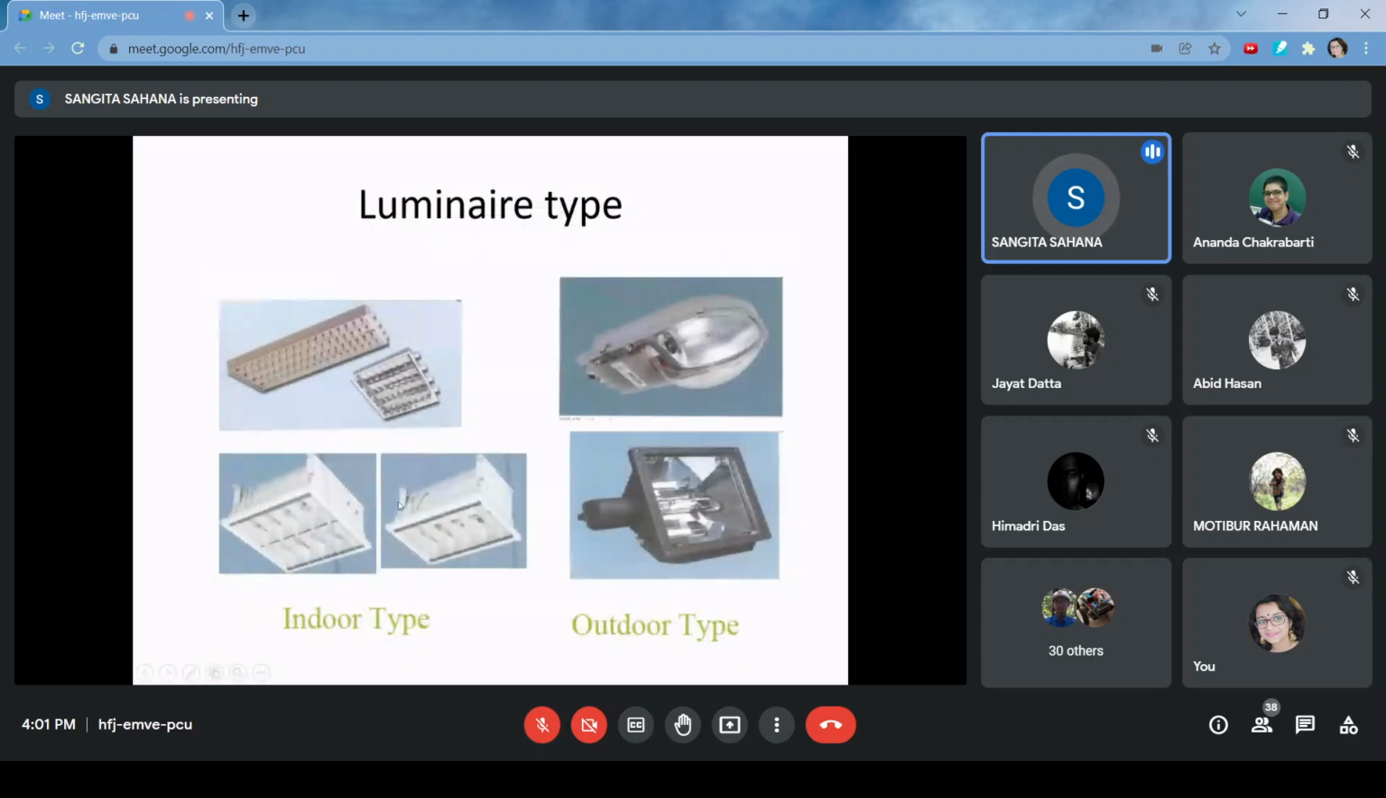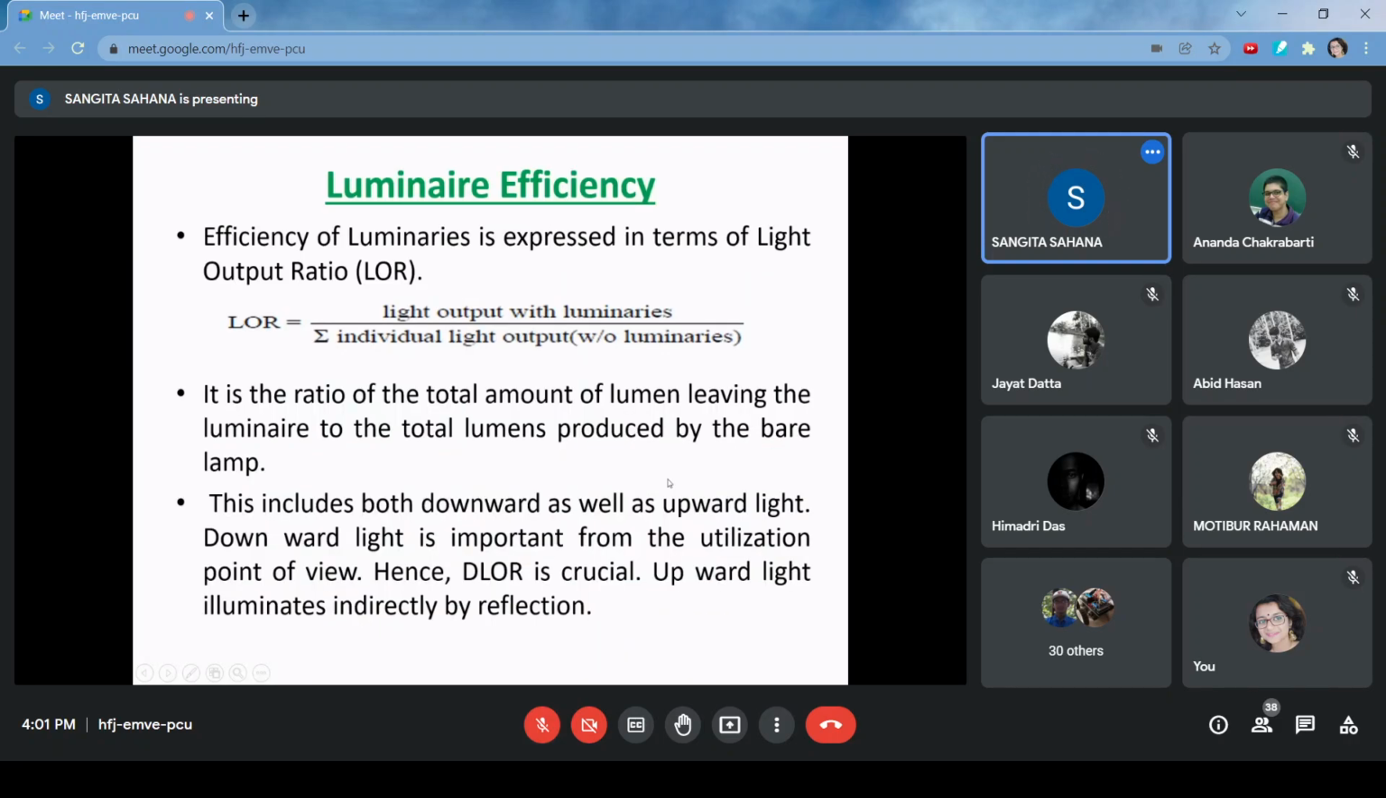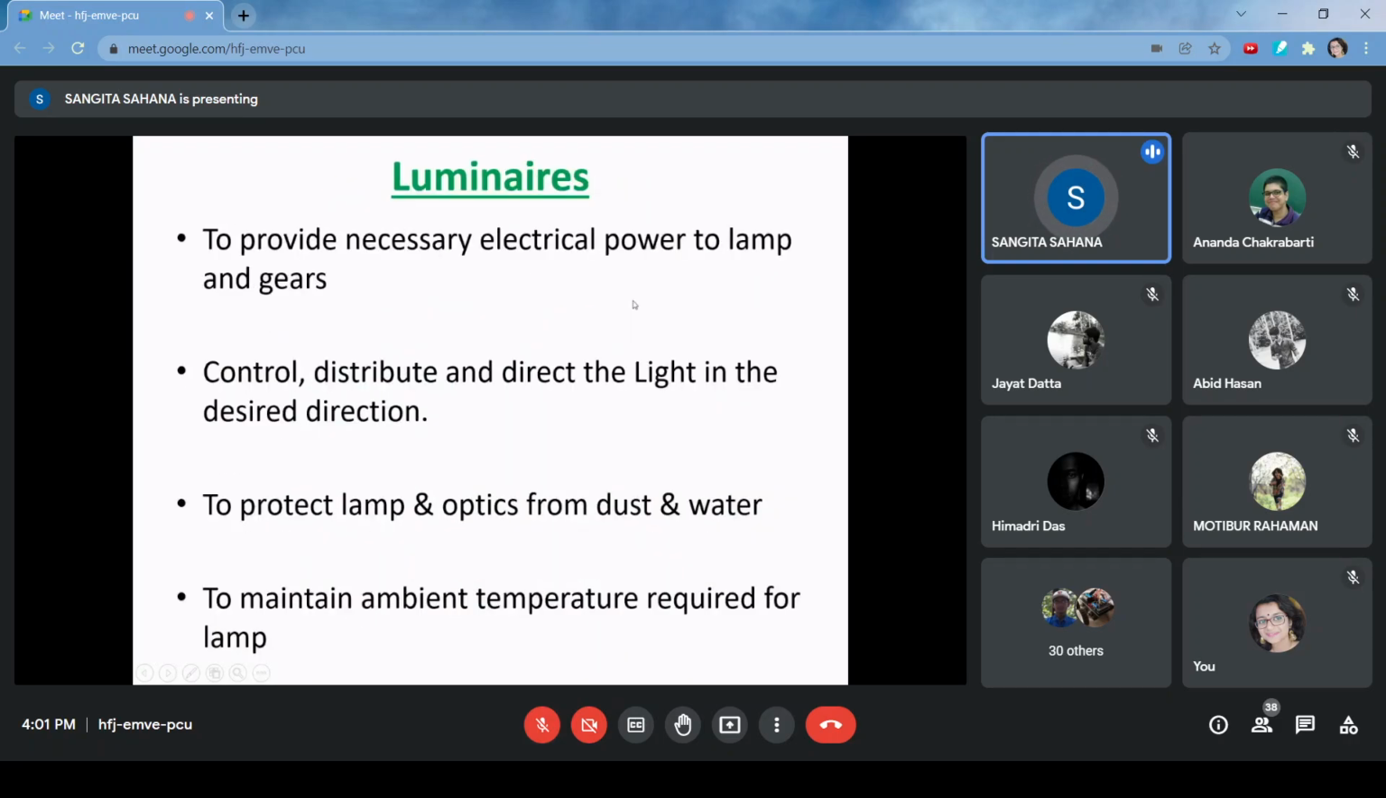So these are different kinds of luminaires, some indoor, some outdoor. The functions are to provide necessary electrical power to the lamp and other electrical gears such as ballast and driver. It controls, distributes and directs the light in the desired direction.